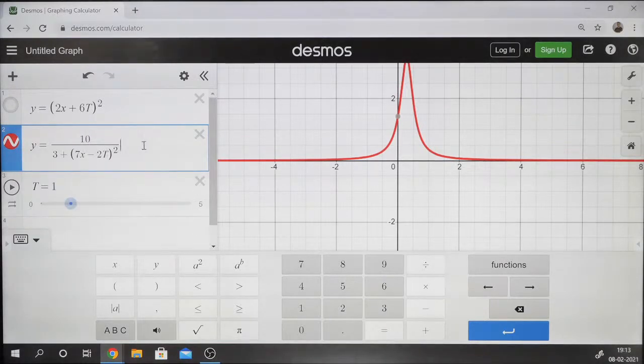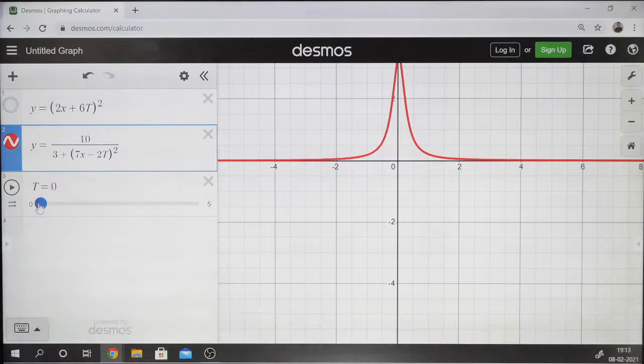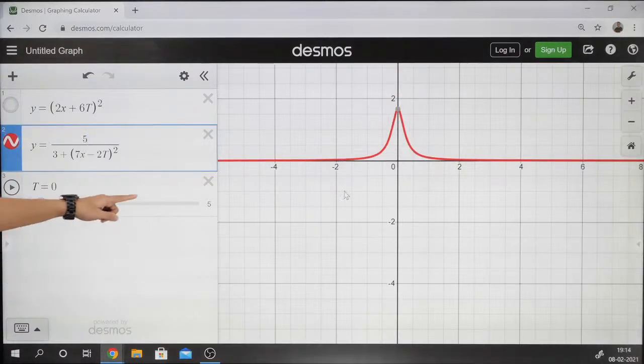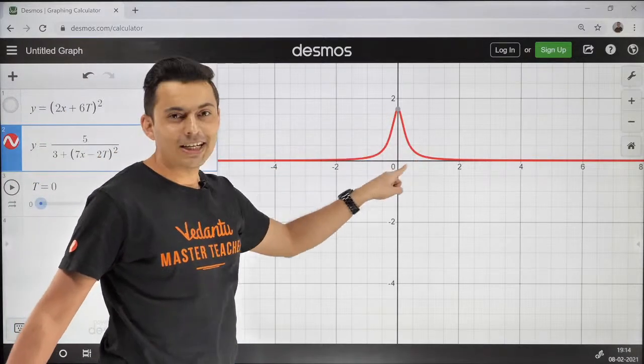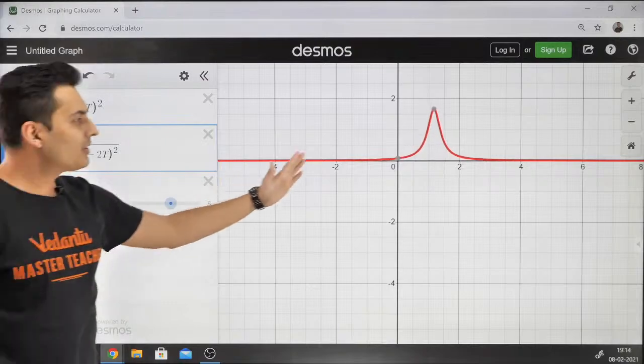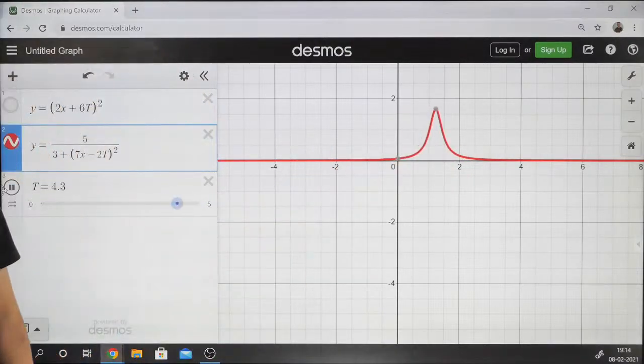Now let's see what exactly happens when I try to play this simulation. First of all, see where the wave is. This is too large, let me make it a little bit smaller. You can see that there is a beautiful pulse over here, and let me play this and see what happens. Look at that, that pulse starts moving towards the right side. Do you see this is also a wave equation?